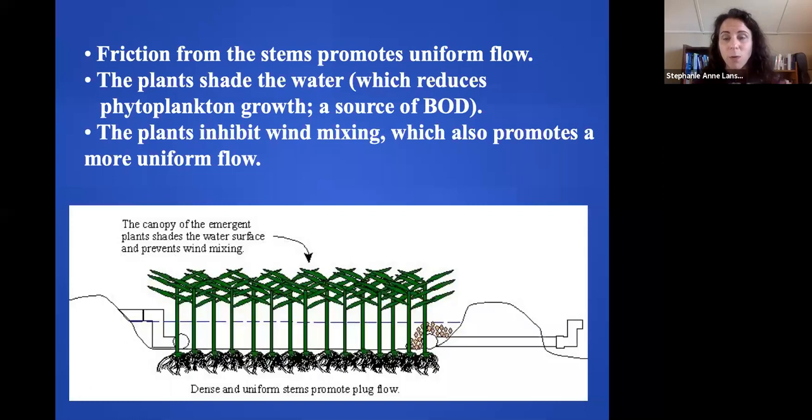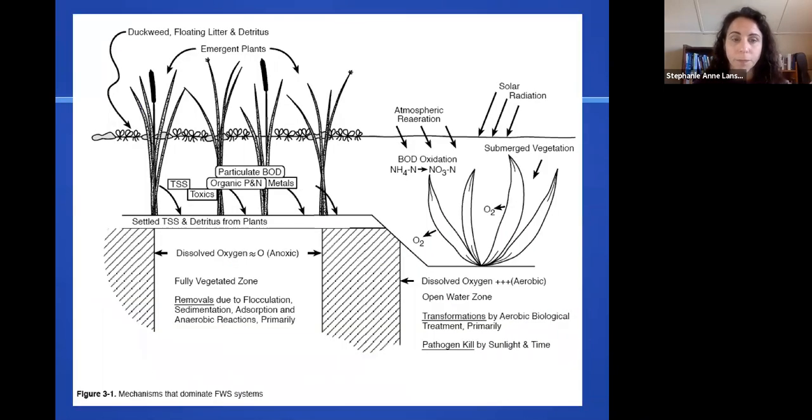They can also inhibit wind mixing. And again, that wind mixing is going to create less uniform flow and maybe create a preferential flow pattern. So having a lot of emergent vegetation is going to help. So if we think about the plants, you might have duckweed and other floating aquatics. You're going to have the emergent plants as well. And then you're going to have detritus from the plants.